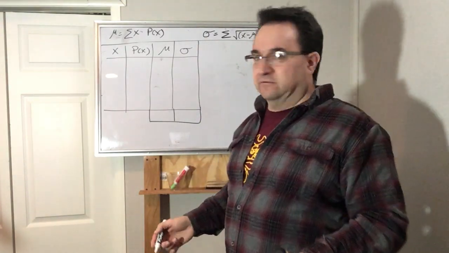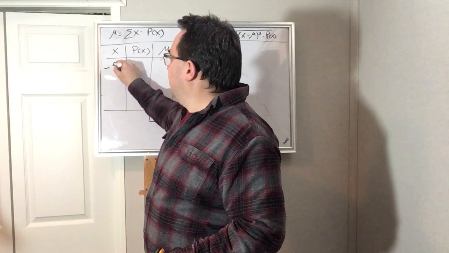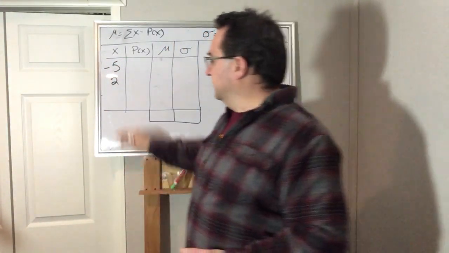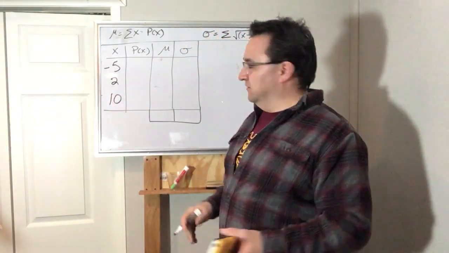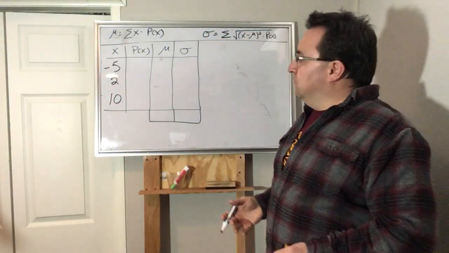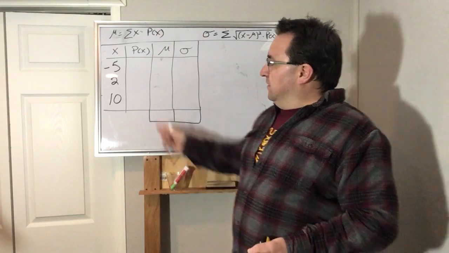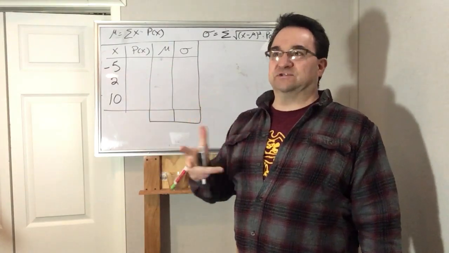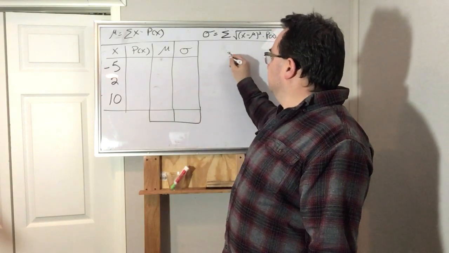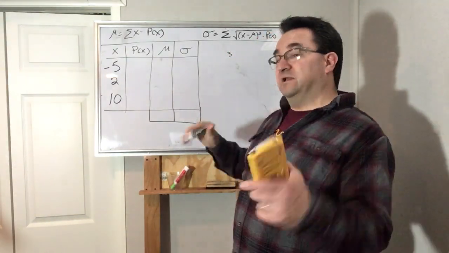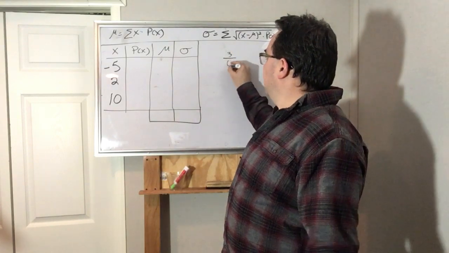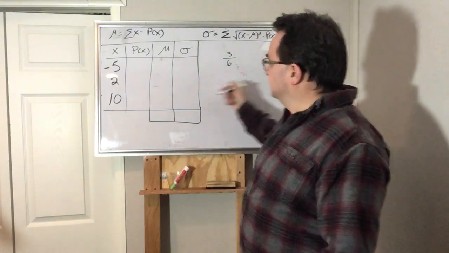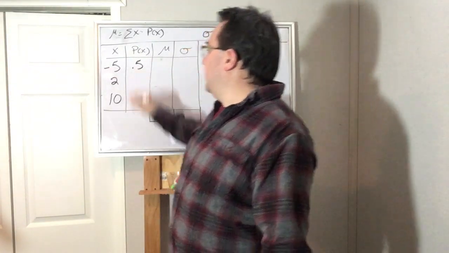What are my possible outcomes? I could lose $5, I could win $2, or I could win $10. Those are my possible outcomes. Well, what are my probabilities? Well, how could I lose $5? Roll a 4, 5, or 6. So that would be 3 things that lose $5, 3 desirable outcomes out of 6 possible outcomes. So that is a probability of 0.5, right?